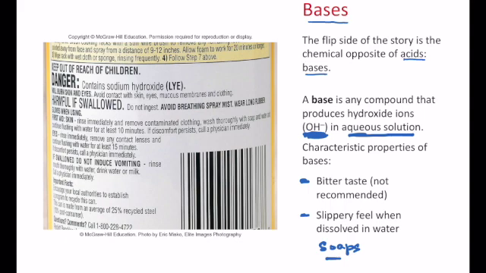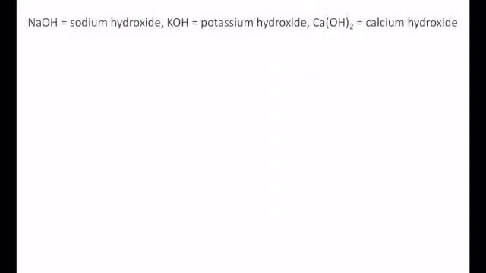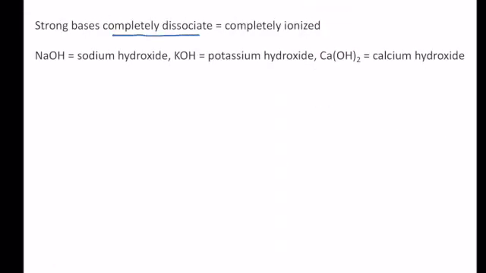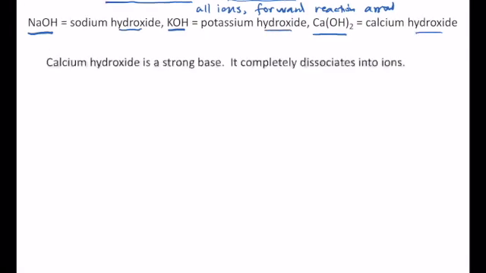So this is a common base that you might have around the house. It's called lye, and it is sodium hydroxide. So hydroxide is already part of the name. Okay. So strong bases are completely dissociated. So they are completely ionized, and so you have all ions, and this is a forward reaction arrow. When you have these strong bases, NaOH, KOH, and Ca(OH)2, those all have the hydroxide ion. The calcium hydroxide is an example of a strong base, and it's completely dissociated into ions.